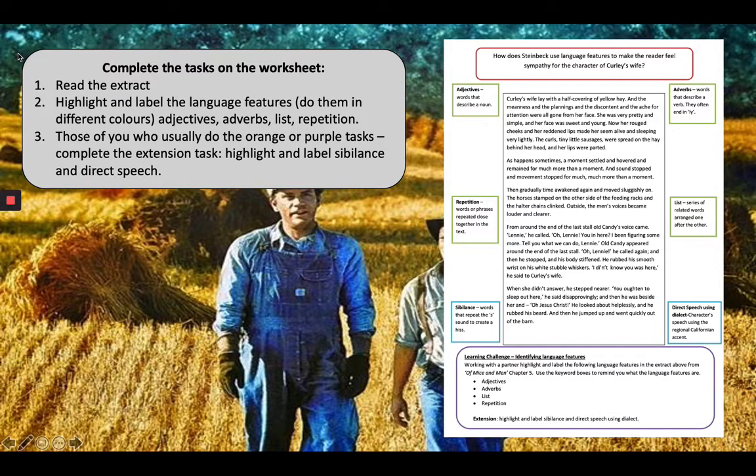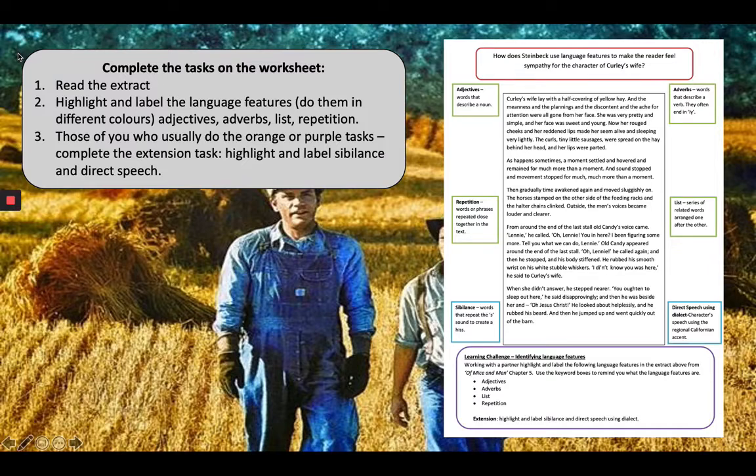Curly's wife lay with a half covering of yellow hay, and the meanness and the planning and the discontent and the ache for attention were all gone from her face. She was very pretty and simple, and her face was sweet and young. Now her rouged cheeks and her reddened lips made her seem alive and sleeping very lightly. The curls, tiny little sausages, were spread on the hay behind her head, and her lips were parted. As happens sometimes, a moment settled and hovered and remained for much more than a moment, and sound stopped and movement stopped for much, much more than a moment. Then gradually time awakened again and moved sluggishly on.